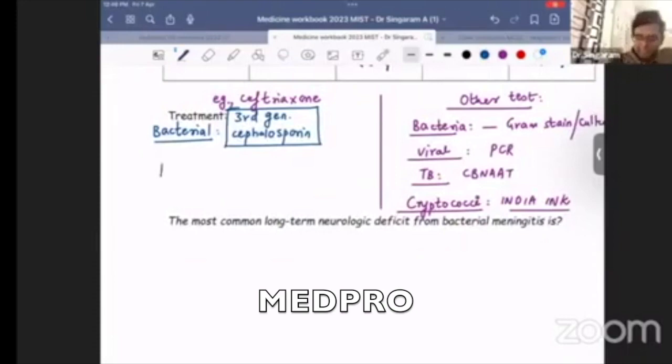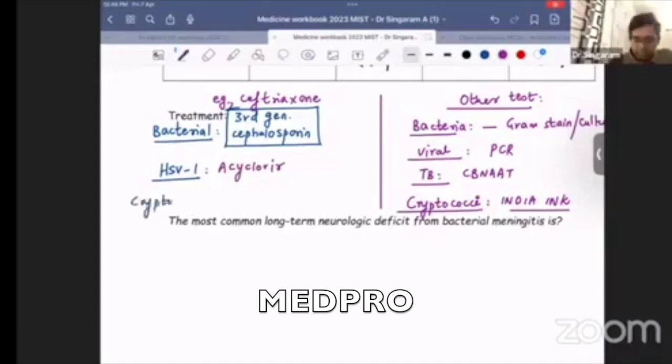Viral meningitis and all, you don't need to give any specific treatment. But if it is HSV1 infection, can you think of any antiviral drug which can be useful? Yes, acyclovir. Very good. For HSV1 infection, if you are strongly suspecting, then you can give intravenous acyclovir.